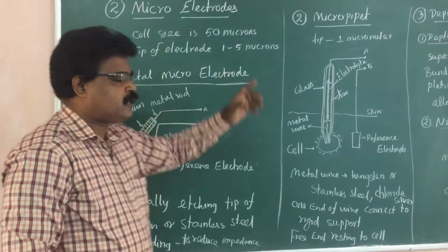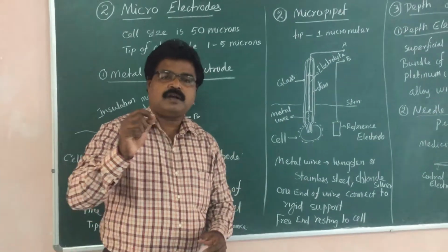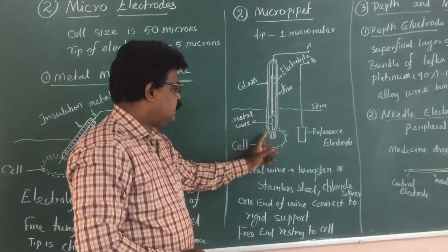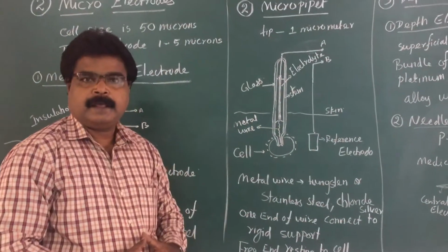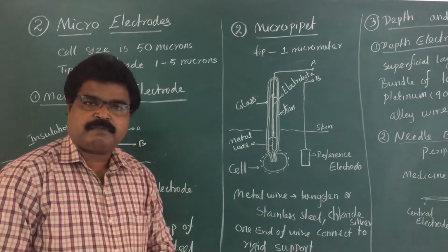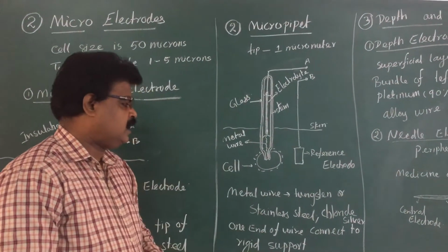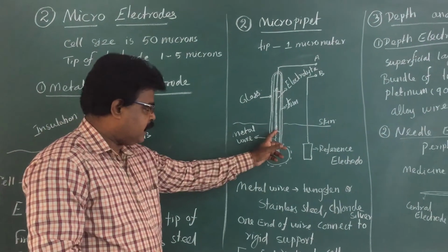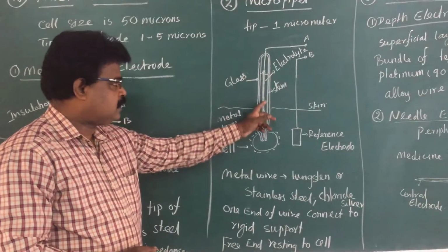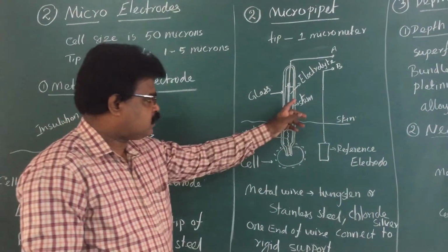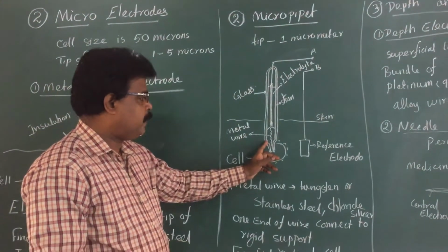The second one is the glass microelectrode, or it is called a micropipette. So here it is made up of glass. It consists of a fine metal wire made up of tungsten or stainless steel and chloride silver. This is the free end, and another end is supported to a rigid support. And this is called the stem of the micropipette.